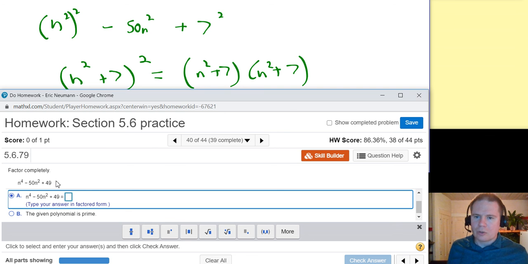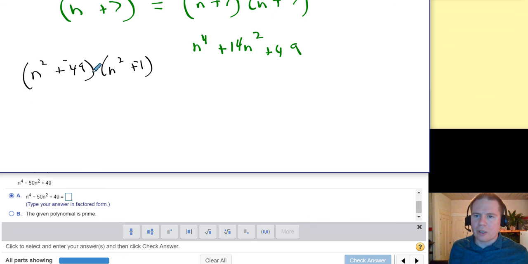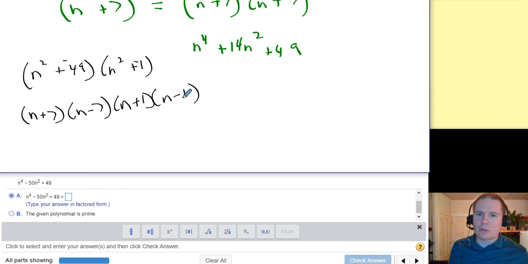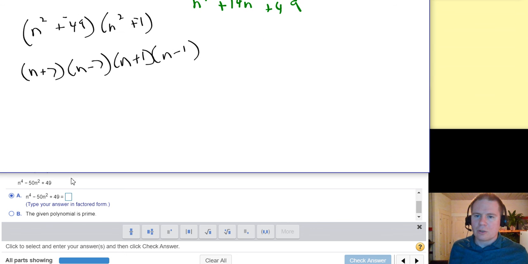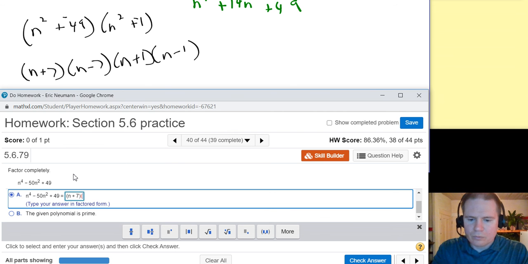Good. Oh, but n squared minus 49, that's difference of squares. As soon as I clicked away, it clicked. This is now difference of squares. This is actually difference of squares as well. Wow, they're really trying to catch us here. N squared minus 49, there's my n plus 7, n minus 7. N squared minus 1, there's my n plus 1, n minus 1. Right? We need to recognize those difference of squares. So n plus 7, n minus 7, n plus 1, n minus 1.